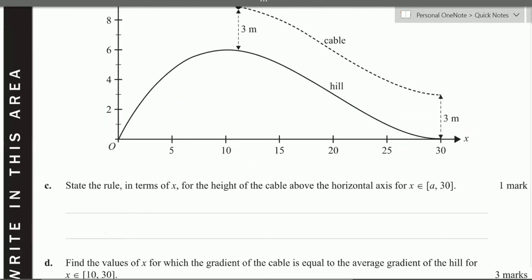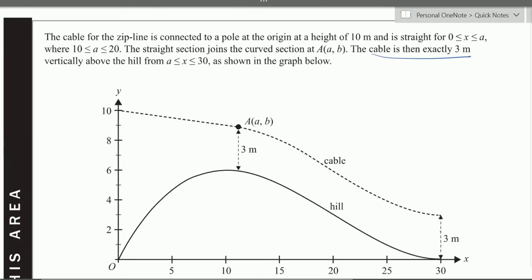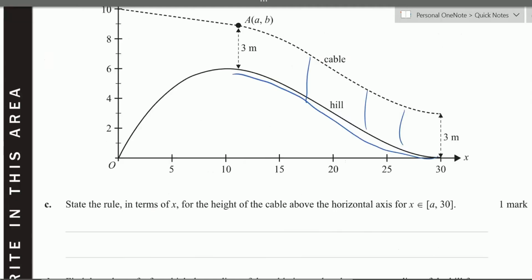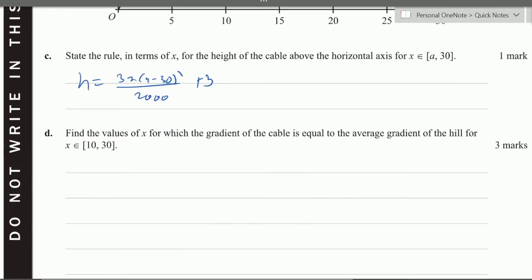So the height of the cable above the horizontal axis. So you can see from the graph, and they also told you that the cable is 3 meters above the hill. So any point here is 3 meters above this line. So if it's asking for the height of the cable from A to 30, then you know it's just going to be the equation of this line here plus 3. So that's 3x minus 30 squared 2000 plus 3. So find values of x for when the gradient of the cable is same as the average gradient.